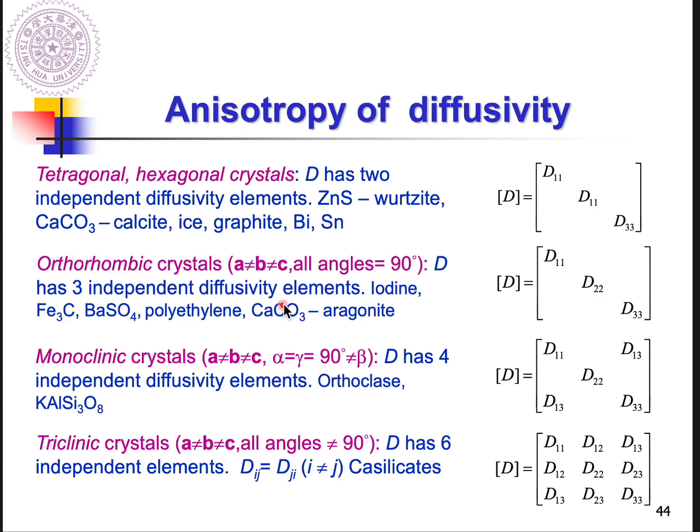You need to have some images and know that if your crystal structure is anisotropic, you need to modify the diffusivity into the diffusivity tensor. And this will be highly related to different types of crystal structure. The most important thing is the symmetry of these crystals.